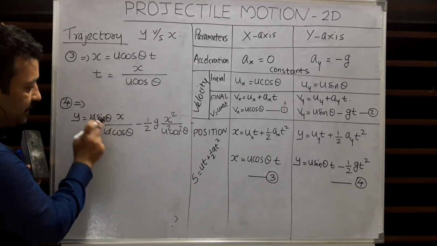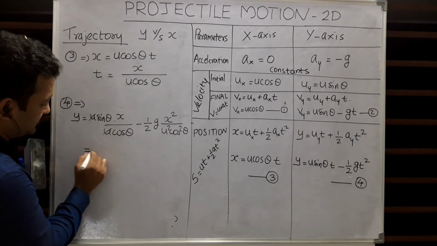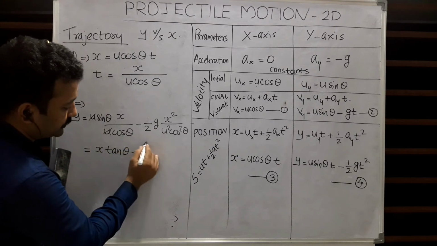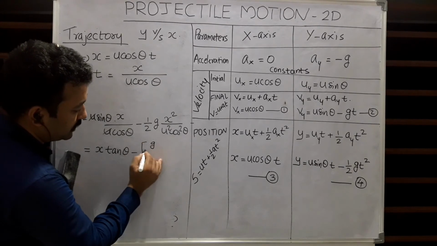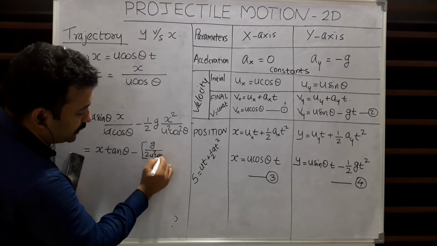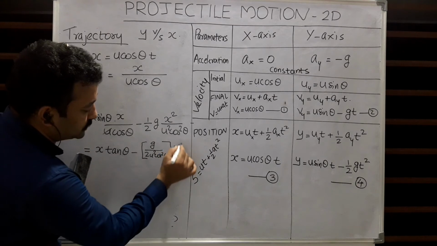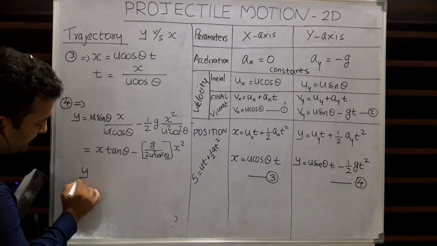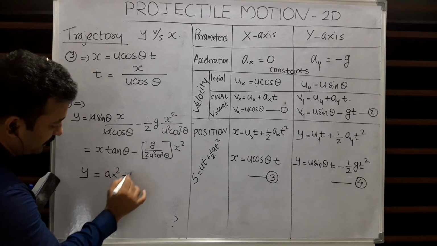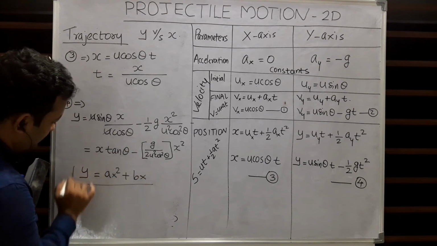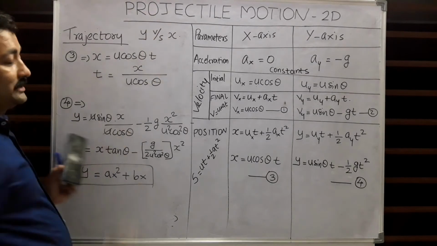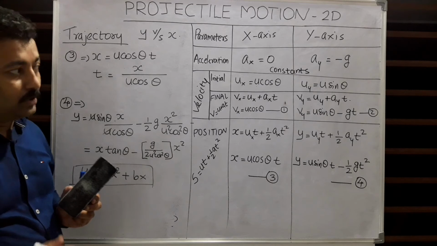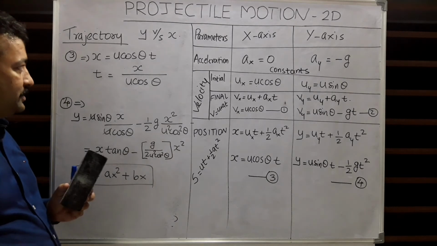U cancels, sin theta by cos theta is tan theta. This is x tan theta minus, this is a constant, g divided by 2 u square cos square theta into x square. Like I said earlier, this is also similar to which equation? y equal to ax square plus bx. So we can say y versus x, or the trajectory of projectile, is a parabola.